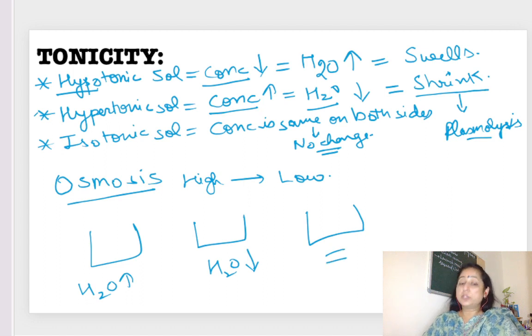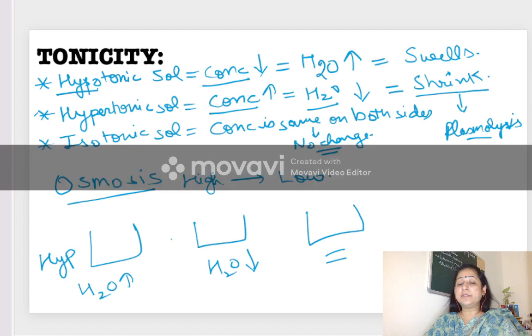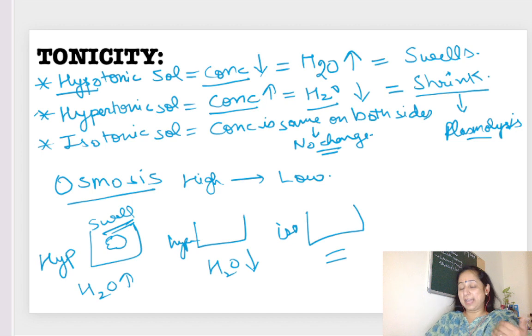When it is more, we call the solution hypotonic. Where it is less, we call it hypertonic. Where it is equal, we call it isotonic. Suppose I keep a cell here. This cell will swell up. Why will it swell up? Think about it, then I'll answer. Because it's a hypotonic solution.